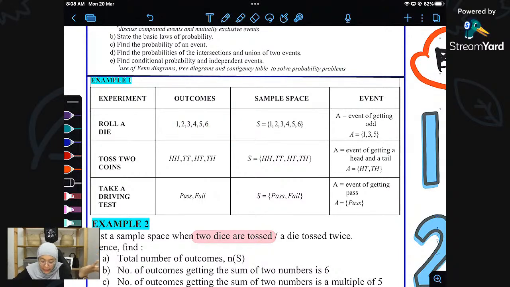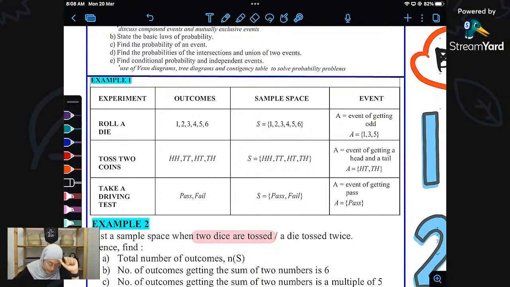Okay, but let's say the event, meaning the question, the problem asking from you guys. For example, soalan ni tanya, find the probability of the event that getting the odd number. The odd number is just 1, 3, and 5. Therefore, the probability of getting the odd number is 3 out of 6. And it gives you 0.5 chances as well.